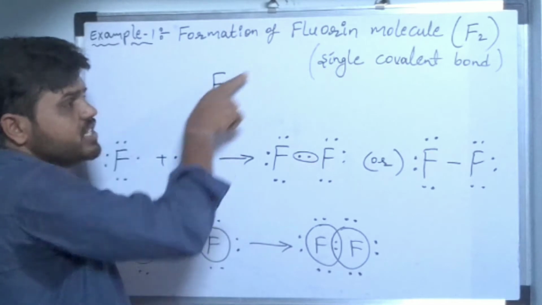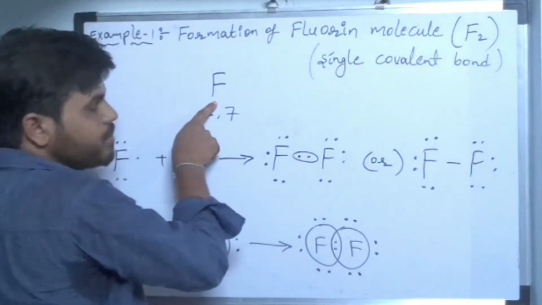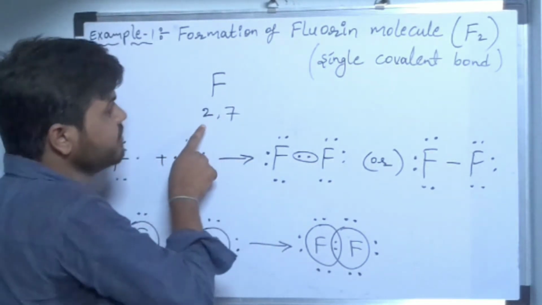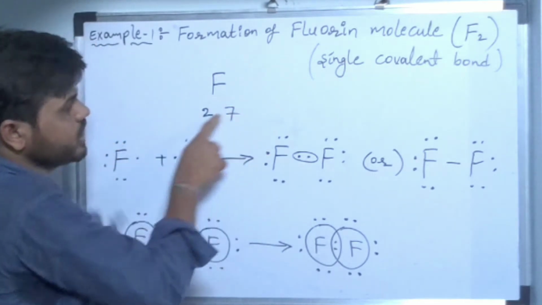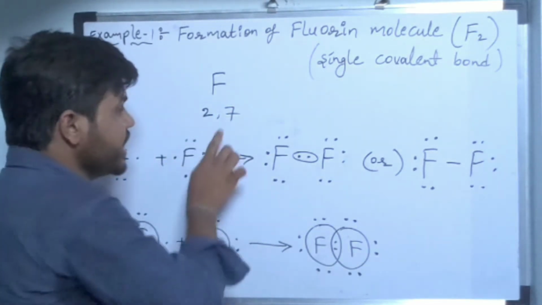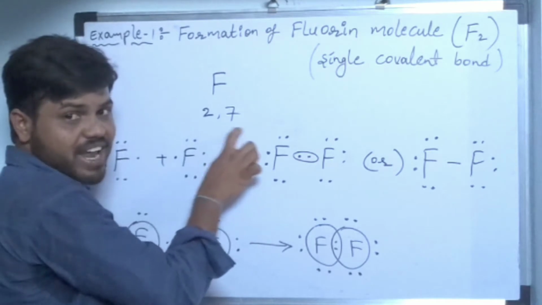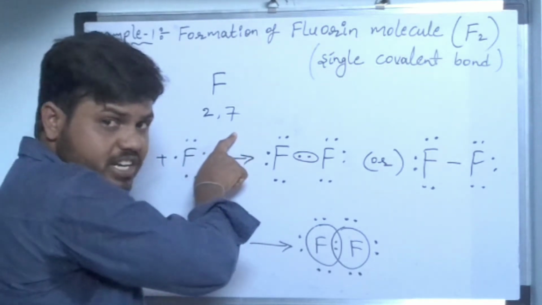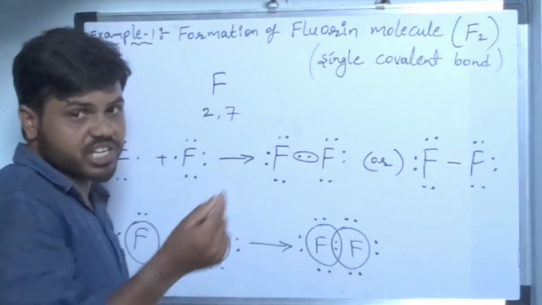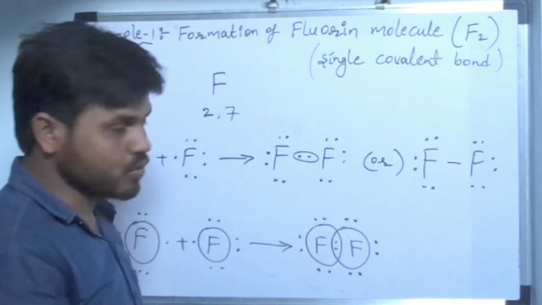The symbol of fluorine is what? Capital F. The electronic configuration of fluorine is 2, 7. In the outermost orbital, there are 7 valence electrons. To get an octet configuration, this fluorine atom shares one electron with another atom of fluorine.